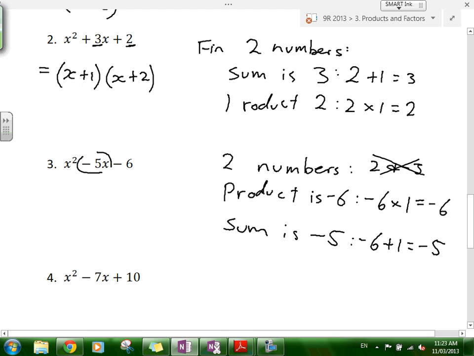Right, so it does take some getting used to, like I said, it takes some checking, guessing maybe, or seeing patterns as you come along. So if I factorize this, what I end up with is x minus 6 is our first one, and x plus 1 is our second. Those are my factors that I've used to factorize. Any questions?